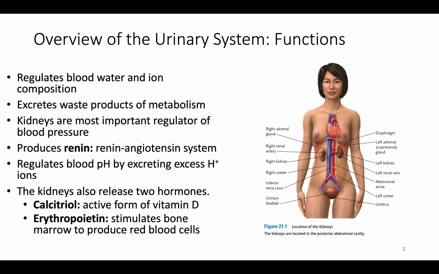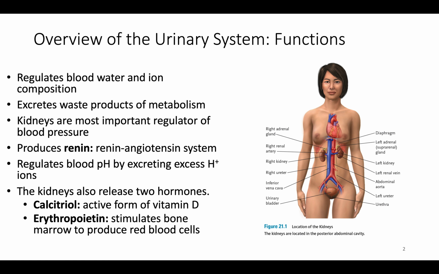So we're going to start with an overview of the urinary system, where we talk about its general functions. The urinary system works hand in hand with the circulatory system to regulate the concentration of water and ions in your blood. It's also responsible for excreting the waste products of metabolism, which are filtered through the kidneys and excreted out through the urinary bladder. It's also responsible for helping regulate blood pressure.